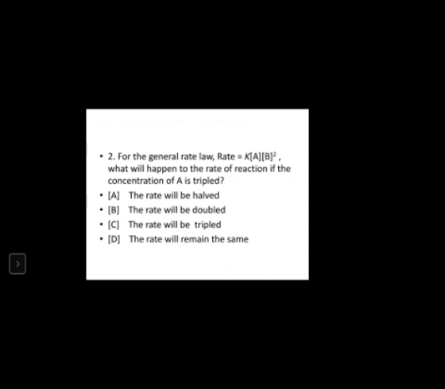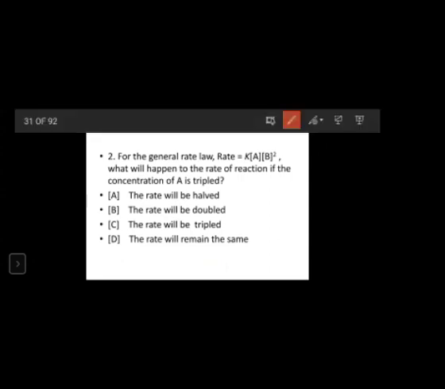For the general rate law, rate is equal to K into A into B raised to the power 2. If I ask you, what is the total order of this reaction? You know that A is raised to power 1, B is raised to power 2. So the overall order is 3. That is how to get the answer to the overall order. The order with respect to B is 2. The order with respect to A is 1. So the overall order is 3.